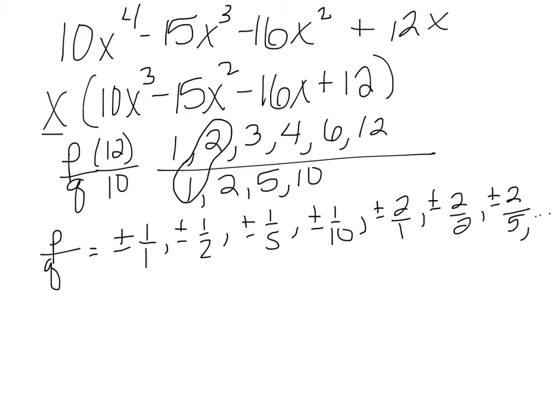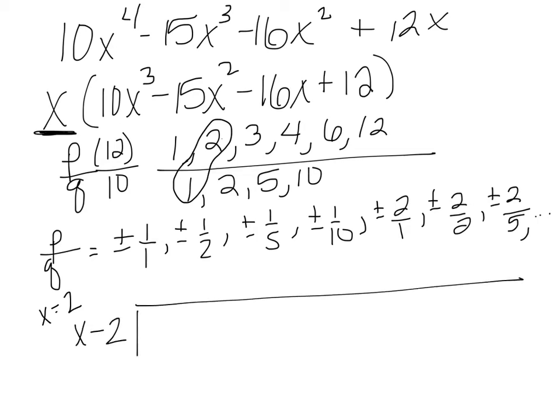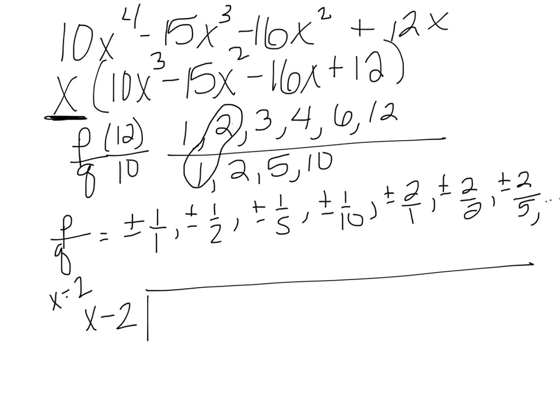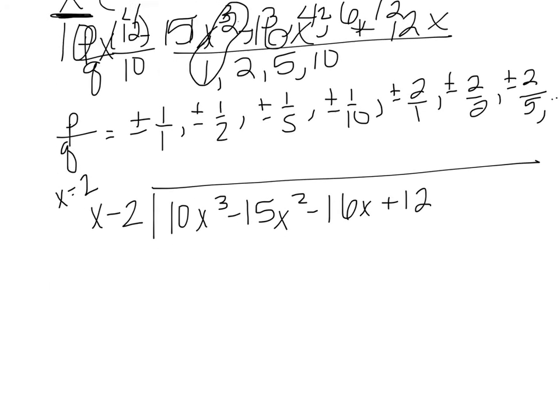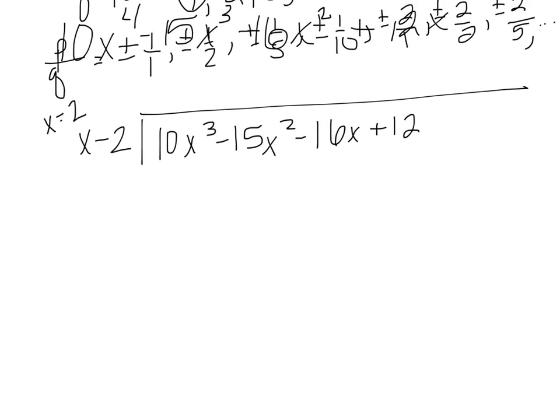Since we've already divided the x out of the entire polynomial, now if I know x equals 2 as a solution, then x minus 2 has to be a factor. So I'm going to do that division. Put 10x cubed minus 15x squared minus 16x plus 12 in here. And I'm going to run out of space to do this division. I can move it up a little bit.